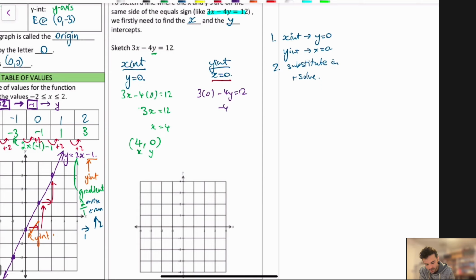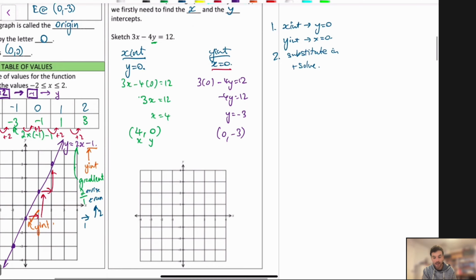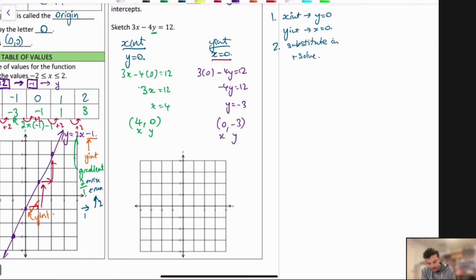Substitute in. Y is equal to -3. So when x is 0, y is -3. Now, this here is our y-intercept. Let's plug him in. X is 0, y is -3. Do we see how that's our y-intercept?